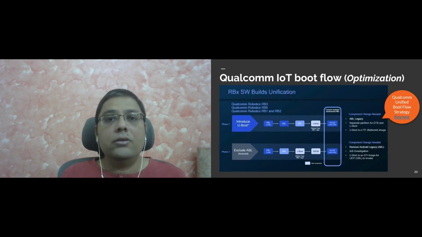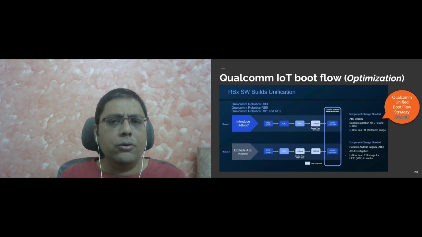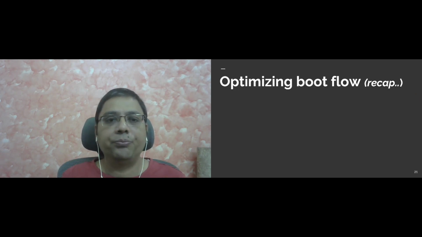Right. So you can see the RBx unified boot flow strategy presented by Qualcomm in the referred keynote, describing the changes that I proposed in the boot flow. Using the new boot flow, we were able to gain several seconds, if I remember correctly, of improvement in the boot to kernel prompt KPI in the initial runs.